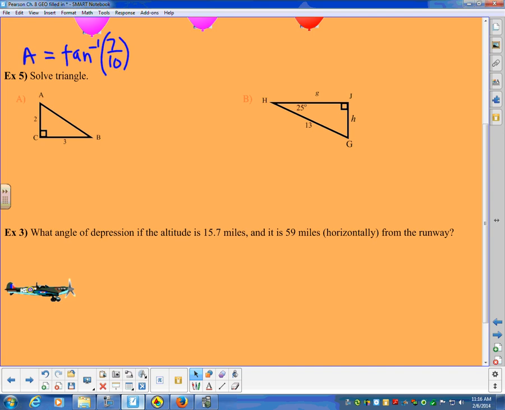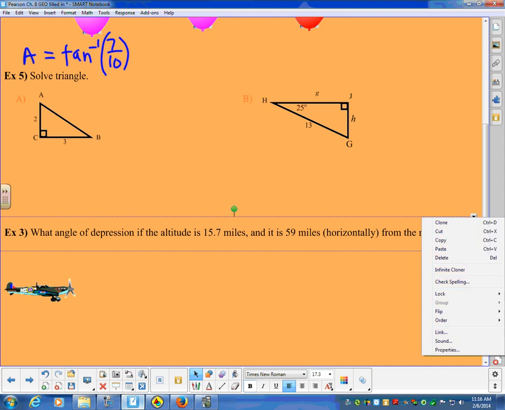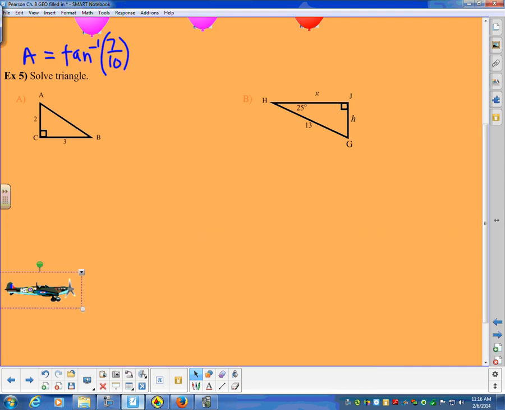I think I'm going to wait on the example. This actually shouldn't be here. This comes in the next lesson. That's the next lesson, applications of this.